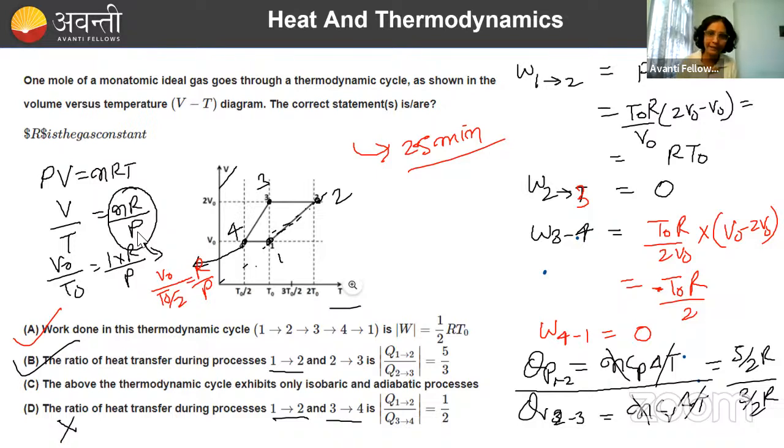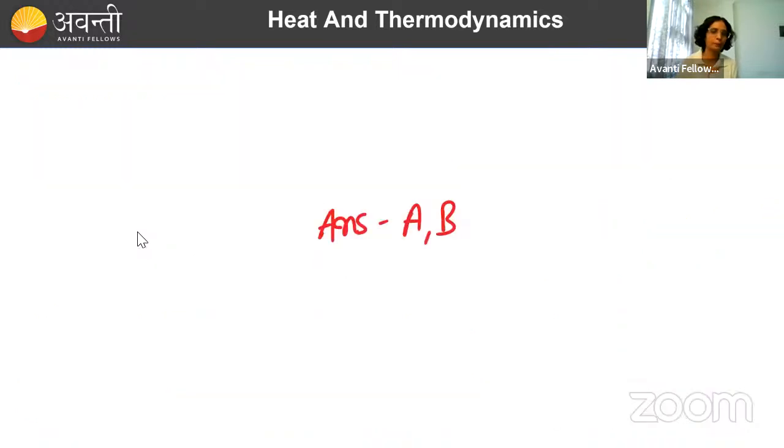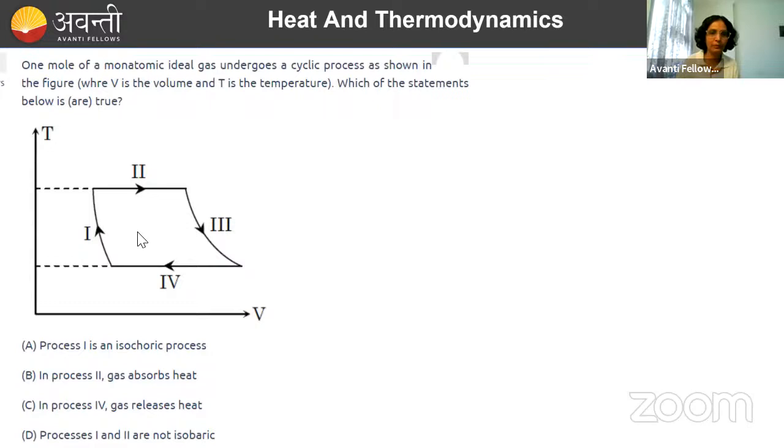Because here, heat given from 1 to 2, what will you write? 1 to 2 is an isobaric process, so you will be writing NCP. Delta T value will be 2 T naught minus T naught. Now 3 to 4, this is also an isobaric process. So here you will be writing NCP. Delta T will be how much? At 3 temperature is T naught, at 4 temperature is T naught by 2. So this is modulus, if I write T naught minus T naught by 2. So this is T naught by 2 and this is T naught. So this by this will be equal to 2, not 1 by 2. So this is wrong.